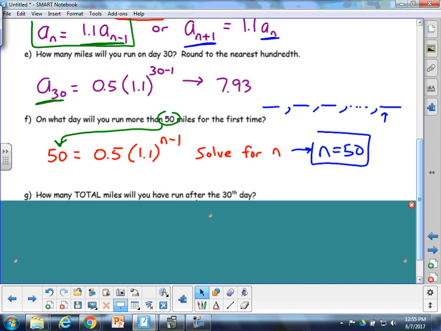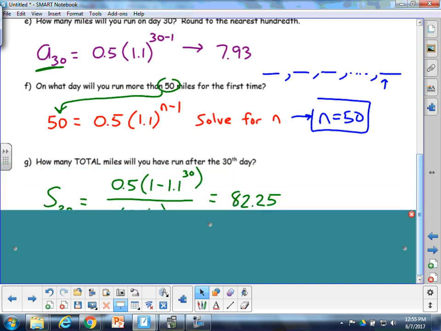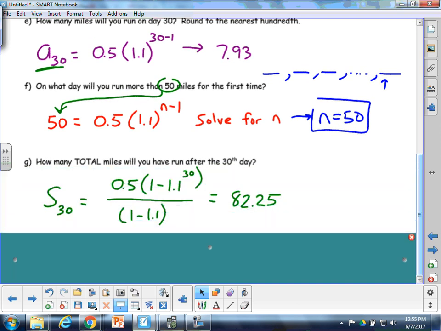Okay, how many total miles now? So this is going to be the sum. We have the formula. This is again geometric. So the formula, if you want to just do it using the straight formula, was A1 times 1 minus r to the n all over 1 minus r. Again, it's a geometric series. We know n is 30, A1 of course was 0.5, and the r value in this problem was 1.1. So you could go ahead and do that with the formula there.